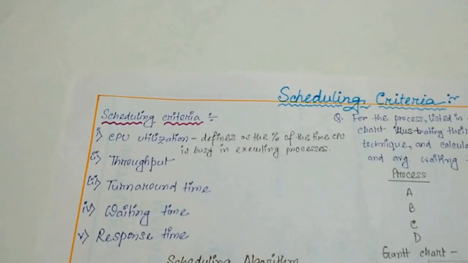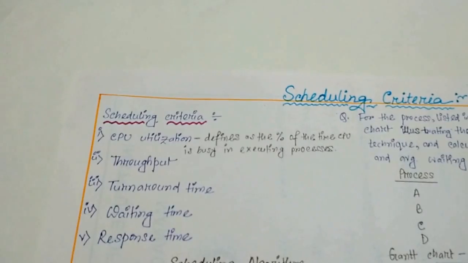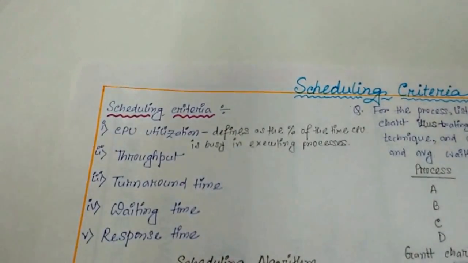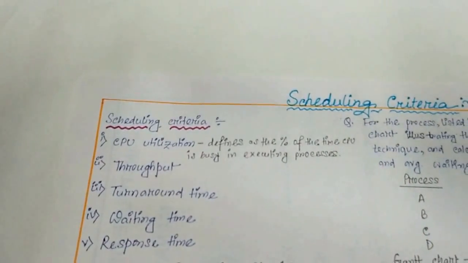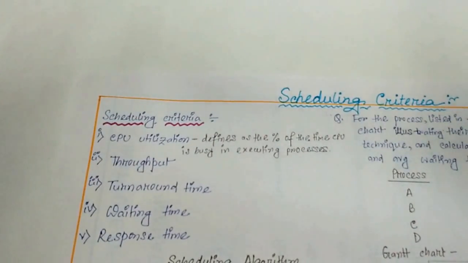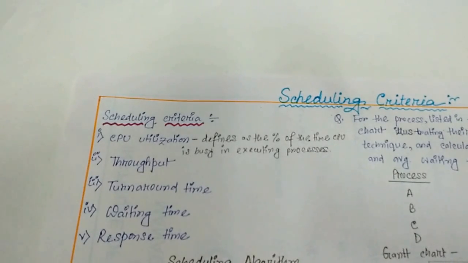Now what comes next is throughput. It is defined as the total number of processes that a system can execute per unit of time. By and large, it depends on the average length of the processes to be executed. For systems running long processes, throughput will be less as compared to systems running short processes.